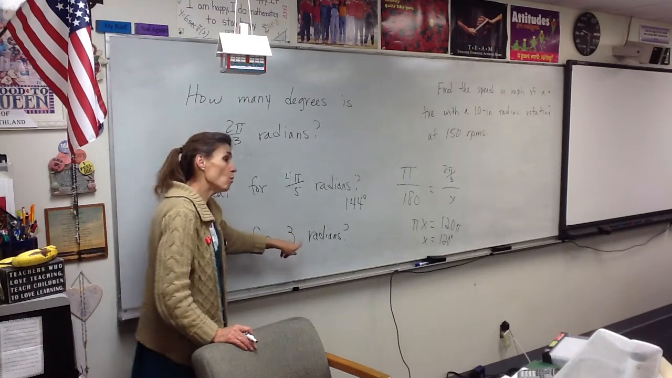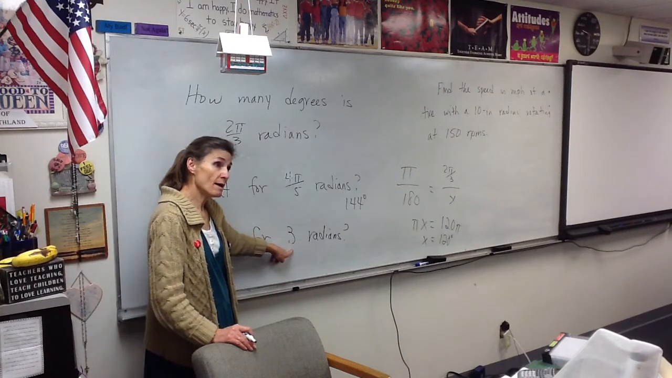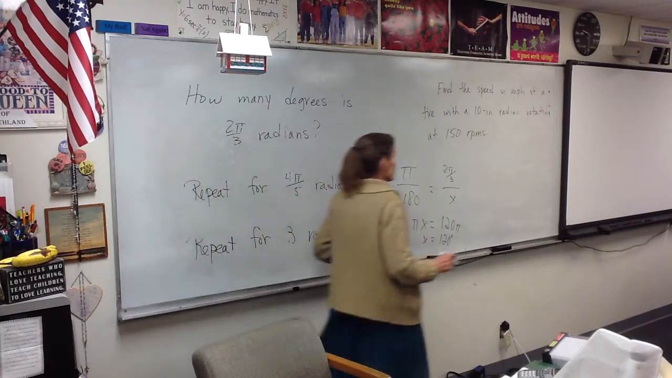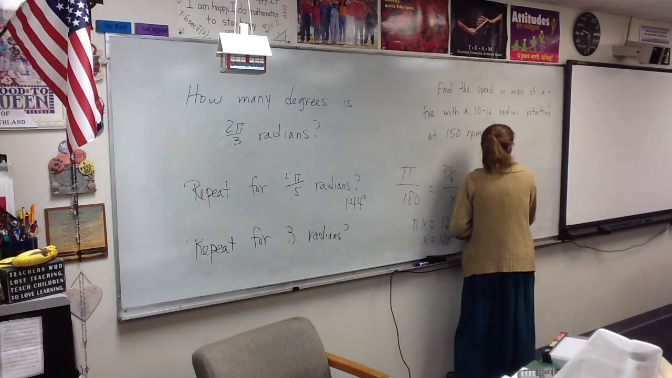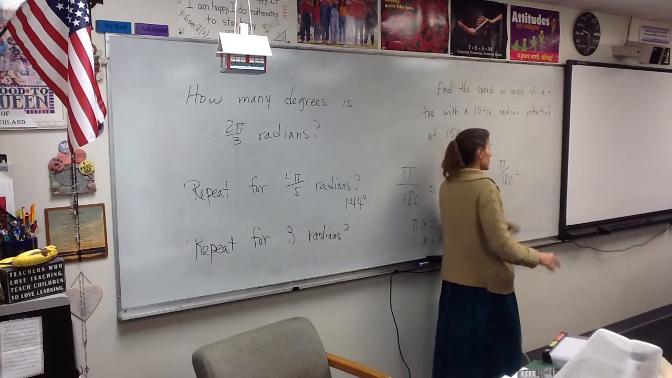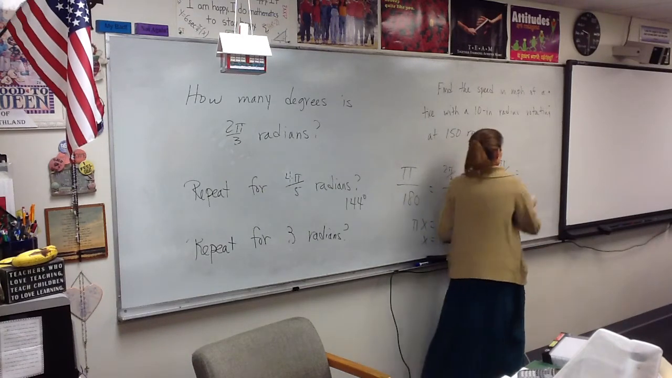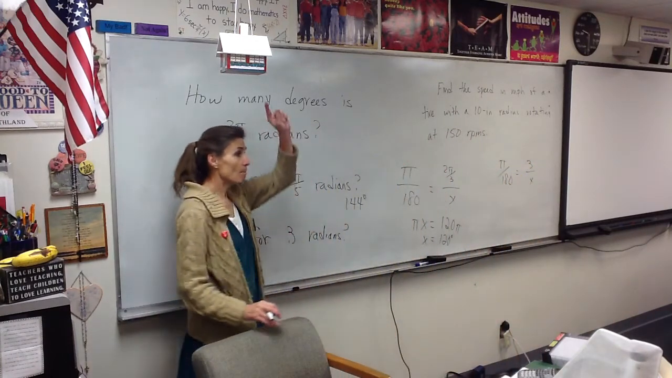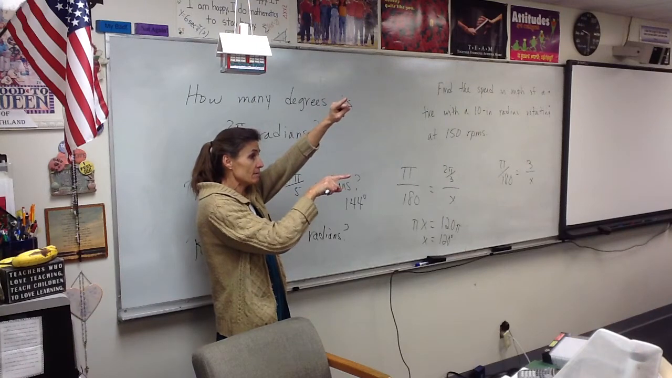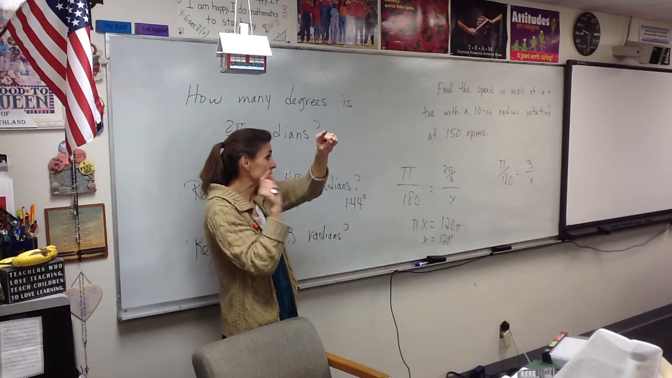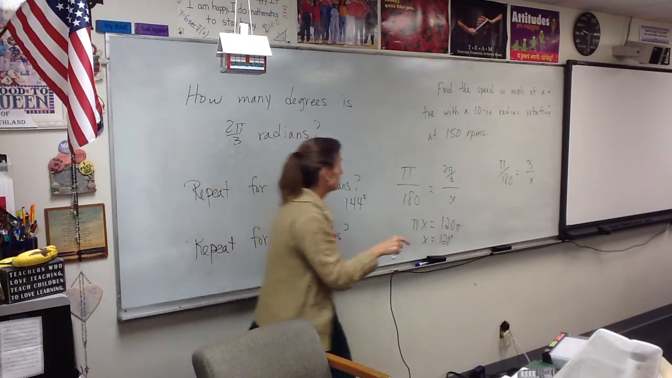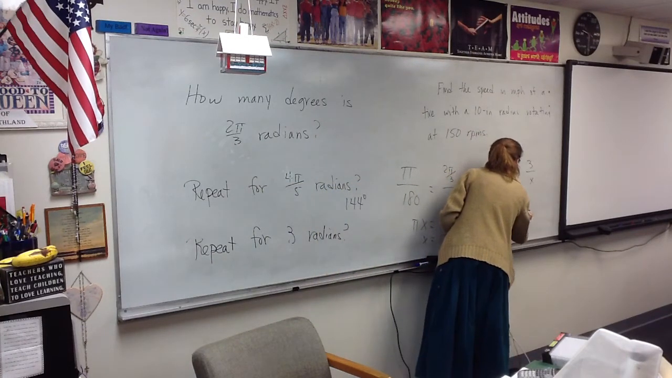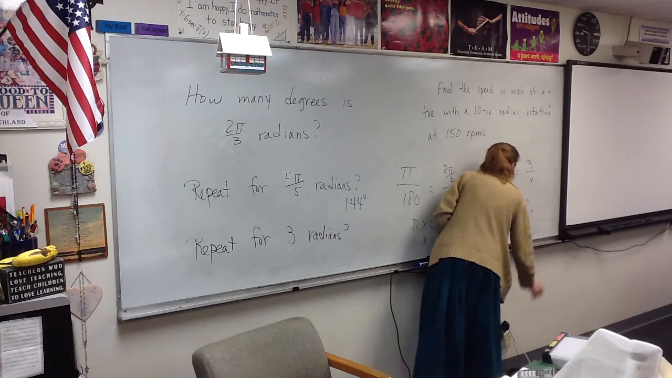Now, it won't work with this. Do you understand why? There's no pi. So with this one, you have to set up your ratio, your proportion, and say, okay, pi radians is 180 degrees, so 3 radians is how many degrees? Pi radians is 180. 3 radians is how much? So pi x equals 540, and x equals 540 divided by pi degrees.